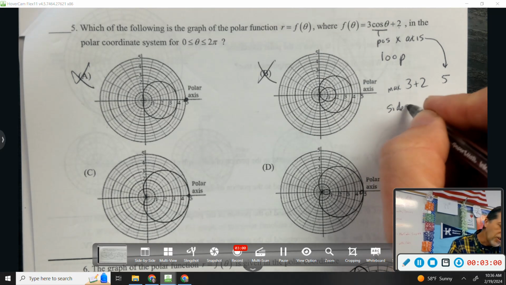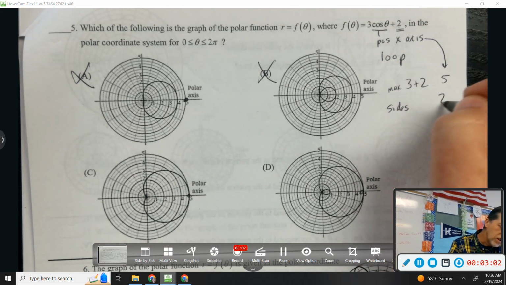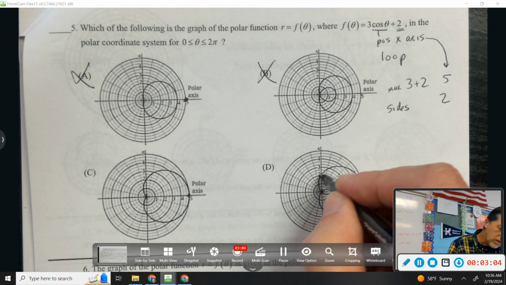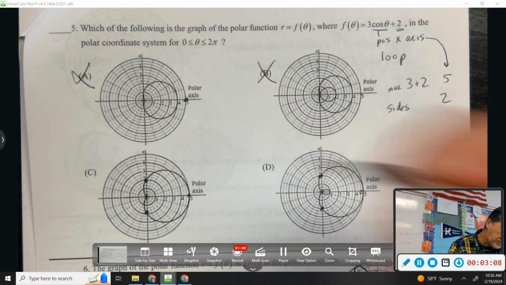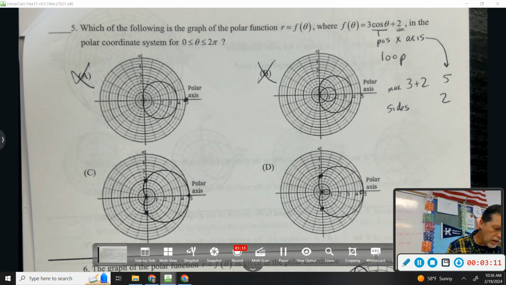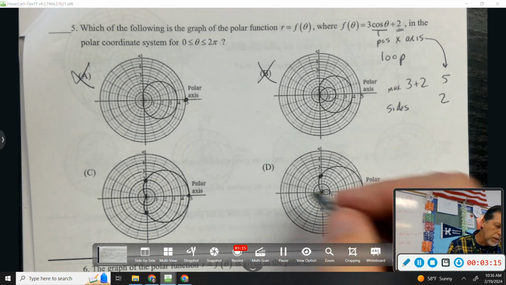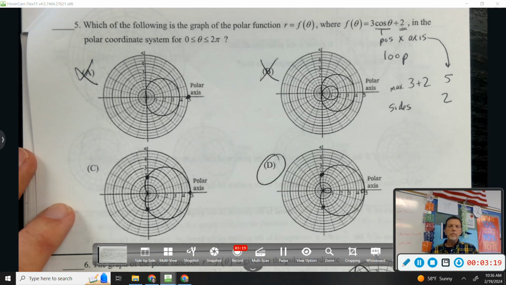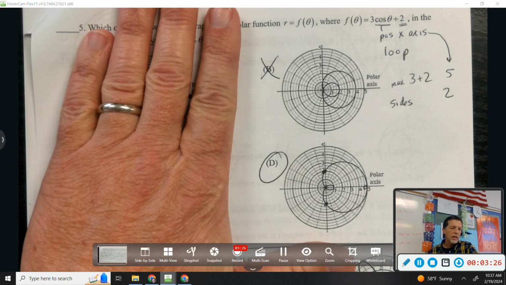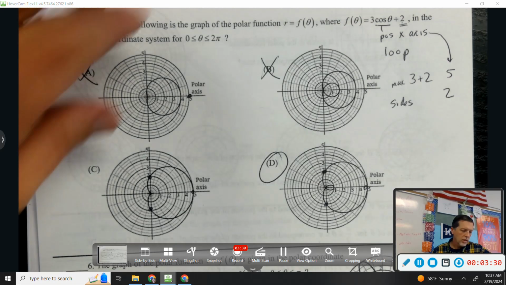The sides are the number that's by itself, 2. I'm still looking good for C and D here. It's definitely not a cardioid, it's got a loop, so it's answer choice D. Maybe there was a quicker way to do that. If you noticed it had a loop right away, you would narrow it down to B and D, and then you could plug in a few points and figure out which one it is.